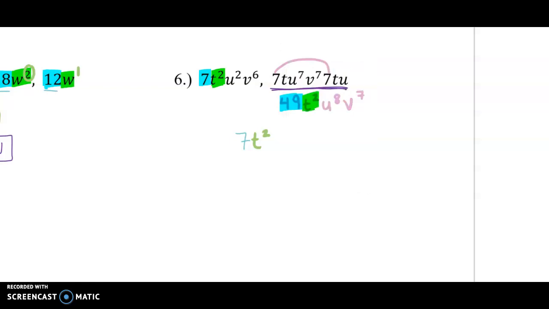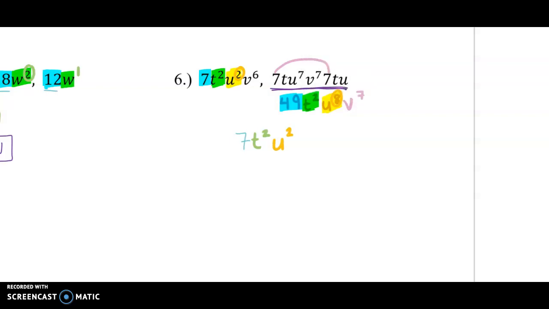Then we can move on to the U's. I have U to the 2nd and I have U to the 8th. The largest number of U's that are there are 2, right? I have 2 U's here, I have 8 here. The largest amount that I can take out are 2 of them. So U to the 2nd.